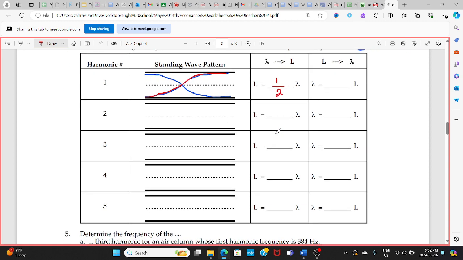Now, the second harmonic, when you have two nodes here. Again, you need to have a maximum or minimum at the open end. Now, can you tell me how many lambda is fitting here?